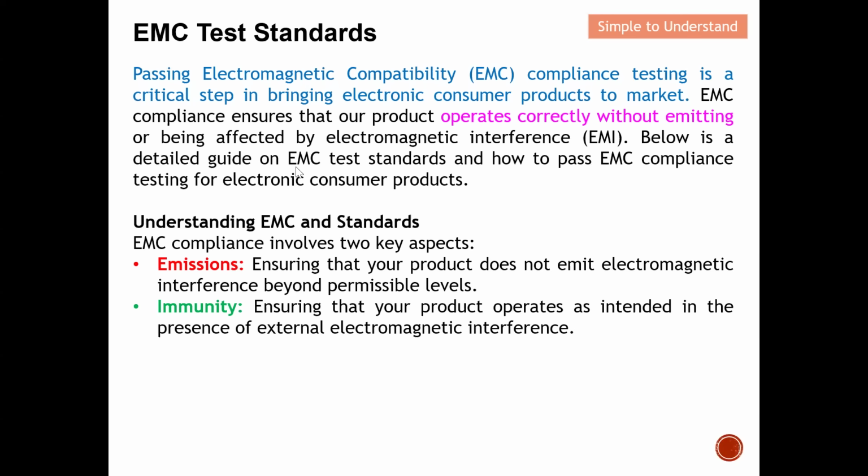Below is a detailed guide on EMC test standards and how to pass EMC compliance testing for electronic consumer products. In order to understand EMC and test standards, EMC compliance involves two key aspects. The first one is emission. Emission ensures that our device does not emit electromagnetic interference beyond a permissible level, which means there is a certain limit. We need to ensure that any electronic device we want to introduce to the market does not exceed that particular level. This is what we call emission.